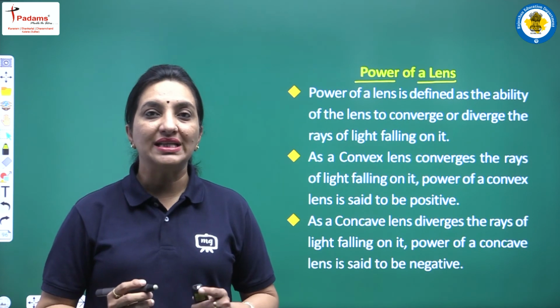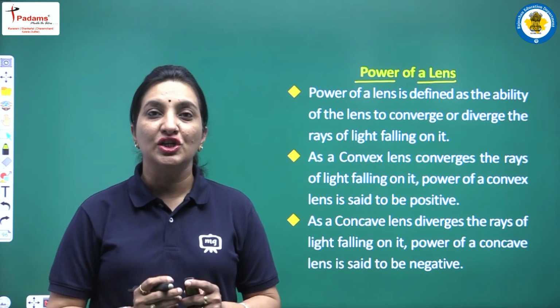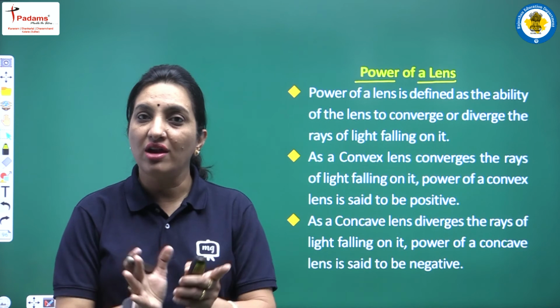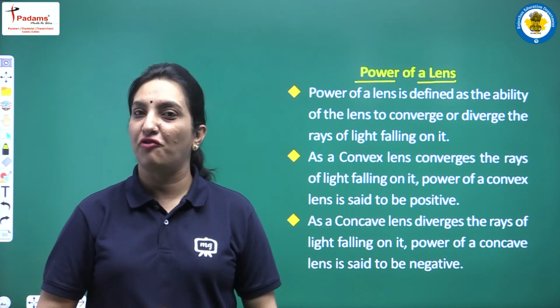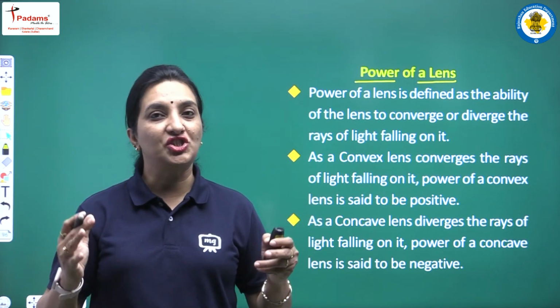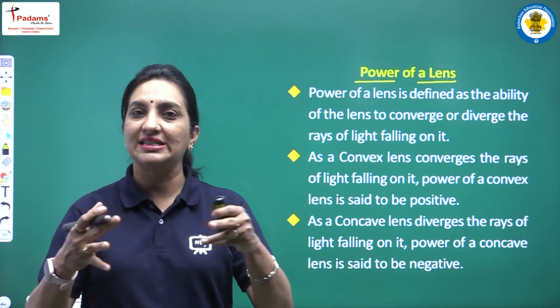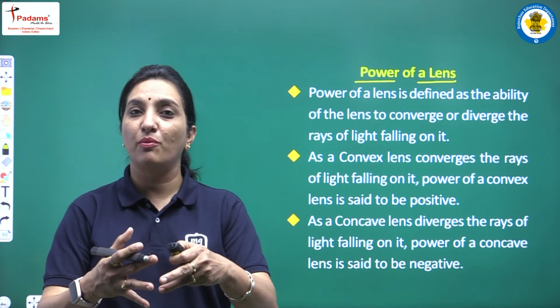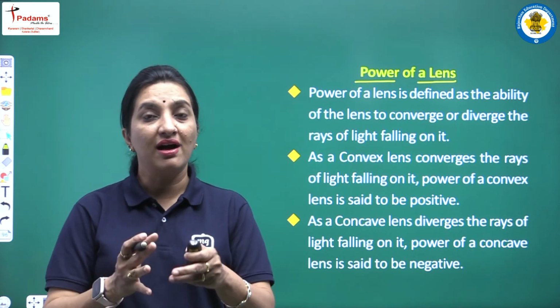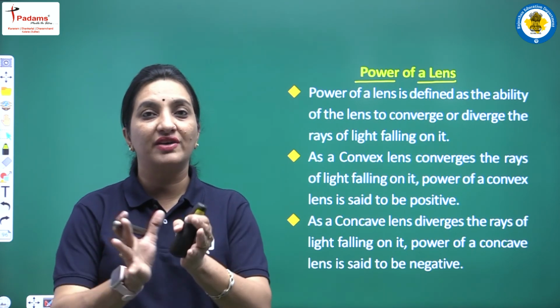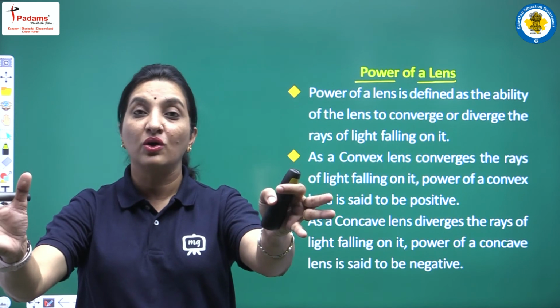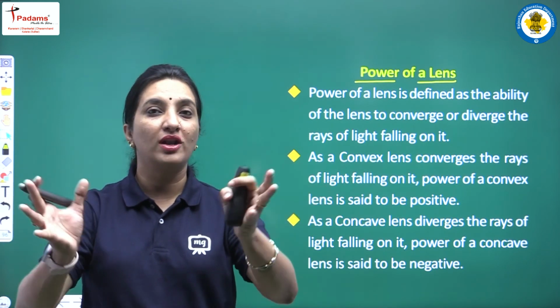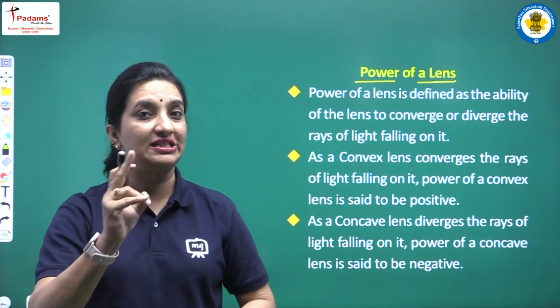Now power is the ability of the lens to converge and diverge the rays of light falling on it. जितना अच्छे से converge करेगा, इकट्ठा करेगा लाइट को, हम कहेंगे वो लेंस बहुत पावरफुल है, या जितना अच्छे से डाइवर्ज करेगा रेज ऑफ लाइट को, उतना ही अच्छा वो लेंस कहलाएगा पावर की टर्म्स में.